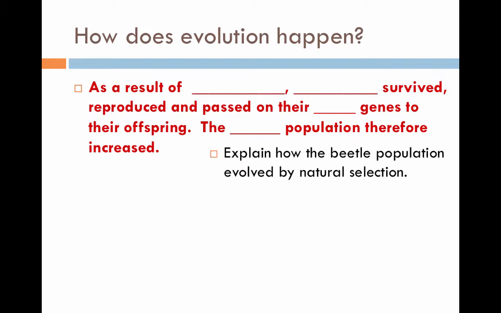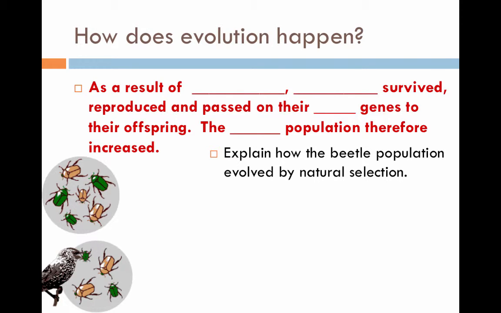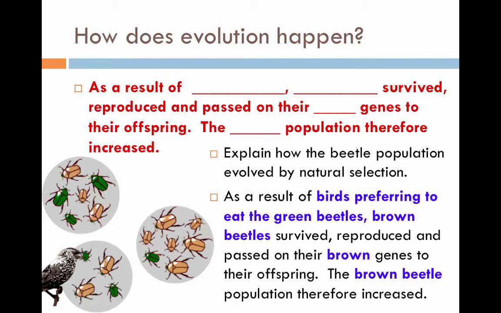For example, let's pretend the question asked you how the beetle population evolved by natural selection. Well, you know that there are a variety of different beetles. The predator, the bird, prefers to eat the green beetles. Now the population of beetles are mostly brown. So remember, you now have to explain how the beetle population evolved by natural selection in this example. You would use this information to fill in the blanks. As a result of birds preferring to eat the green beetles, brown beetles survived, reproduced, and passed on their brown genes to their offspring. The brown beetle population therefore increased. Notice I used these 2 red sentences. I just filled in information from the problem.